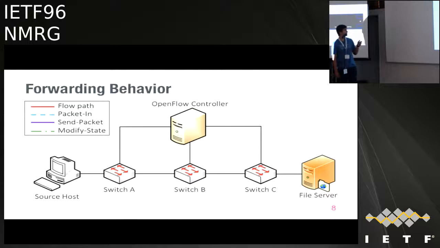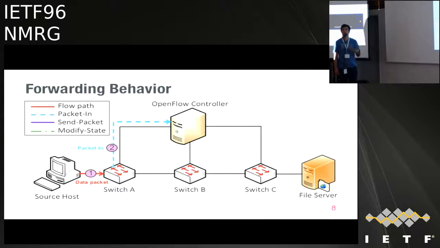server. Supposing that the controller already knows the source host and the file server, the first step is the source host sends a data packet to the first switch in the flow path. This switch checks if it has a forwarding rule that matches the header fields. If not, the switch generates a packet-in to the controller. The controller receives this packet-in.